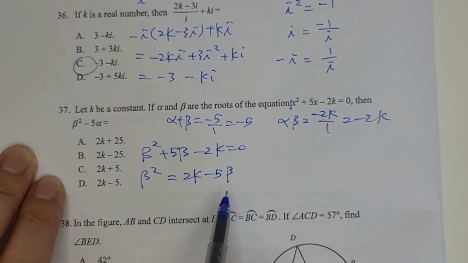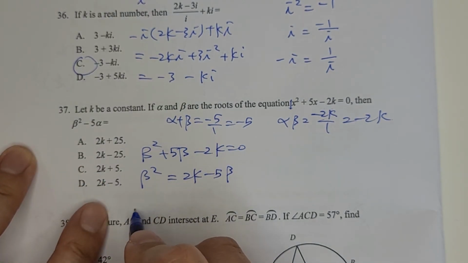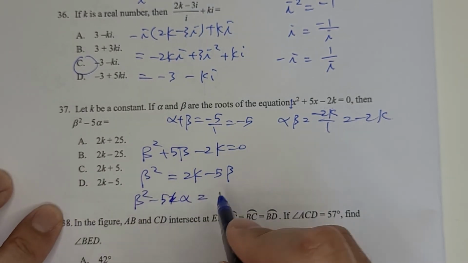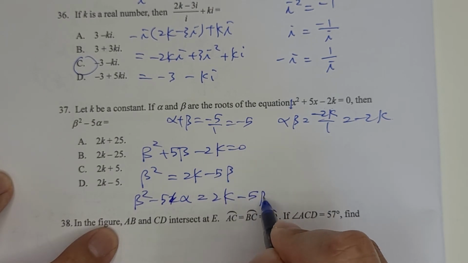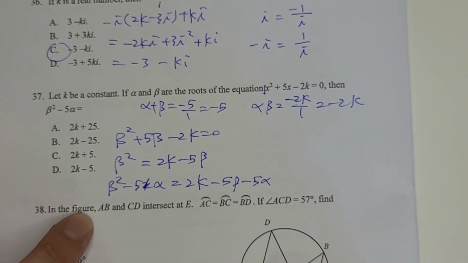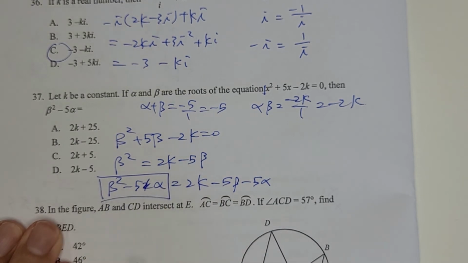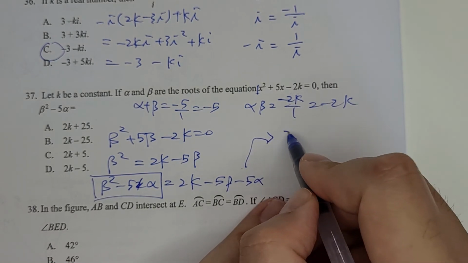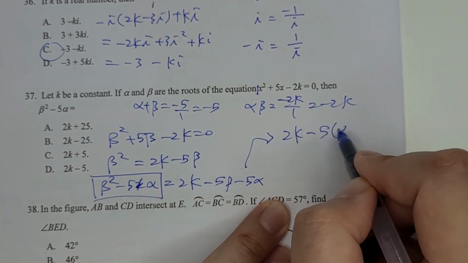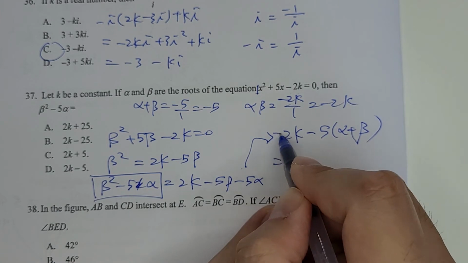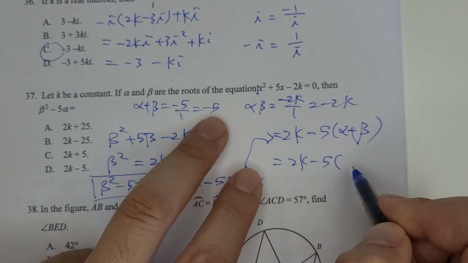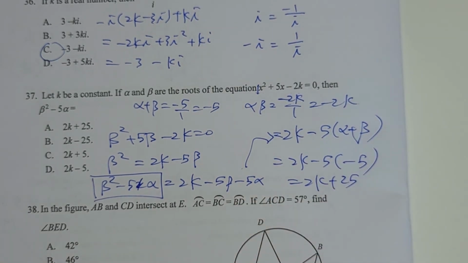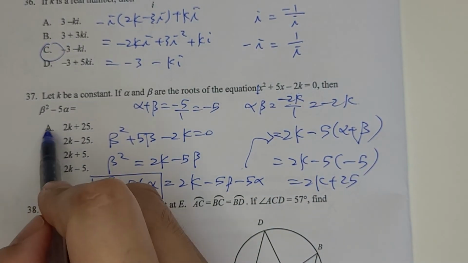Now, add negative 5 alpha on both sides of the equation to become 2k minus 5 beta minus 5 alpha. The left hand side is what you want to find, beta squared minus 5 alpha. Right hand side, you can simplify it: 2k minus 5 bracket alpha plus beta. That is 2k minus 5 times negative 5, that is 2k plus 25. So the answer is A.